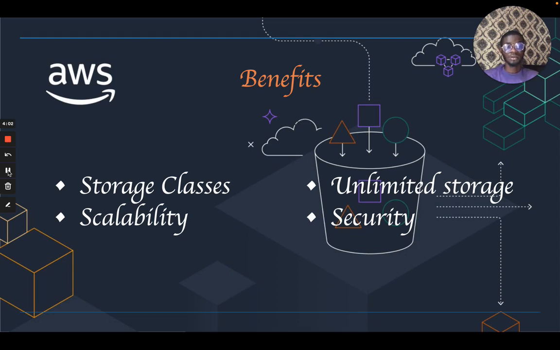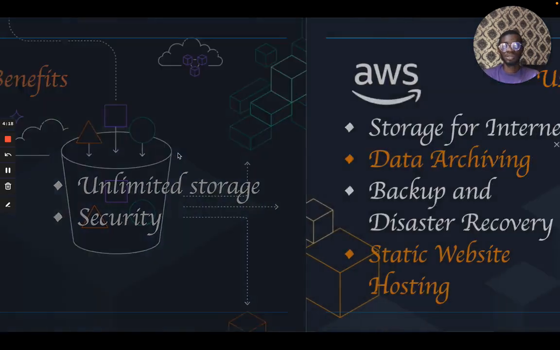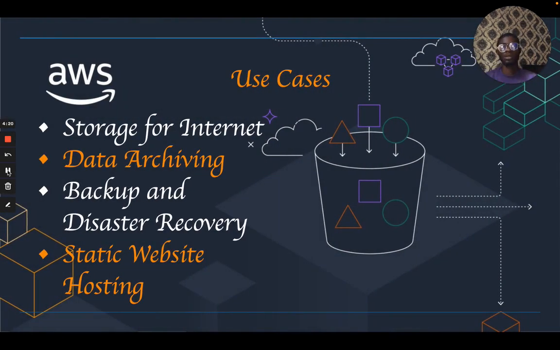Security. By default, all S3 resources are kept private, but the resource owner can grant access to public users by creating an access policy. Now, let's go over S3 use cases. S3 can be used as storage for the internet, it can be used for data archiving, it can be used for backup and disaster recovery, and it can be used to host a static website. S3 is easy to use and anybody can use it.